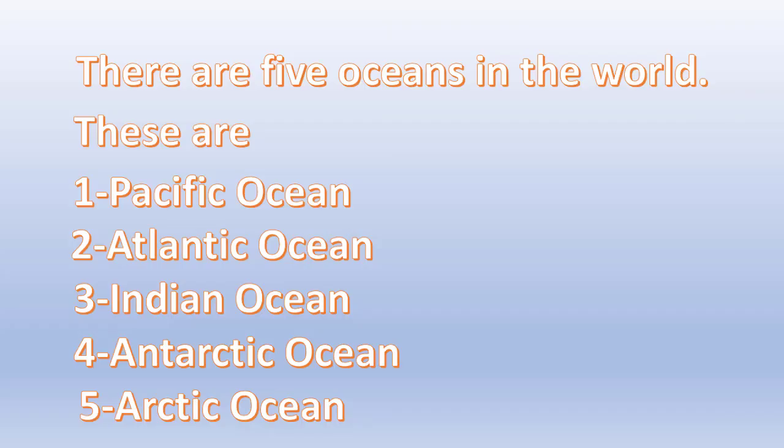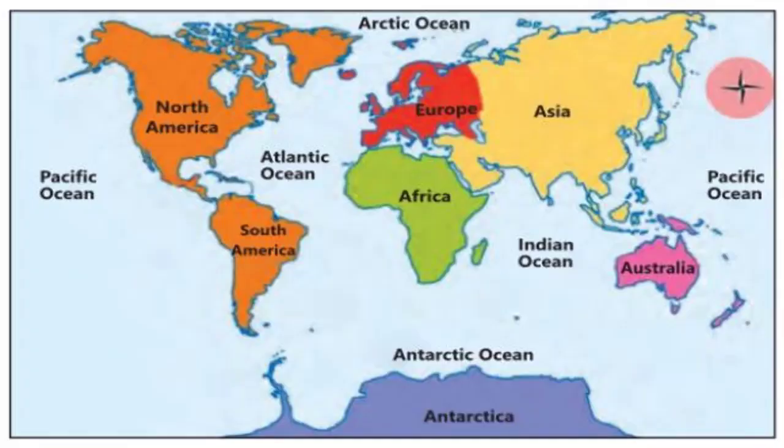Students, all of you know that there are 5 oceans in the world. These are Pacific Ocean, Atlantic Ocean, Indian Ocean, Antarctic Ocean, and Arctic Ocean. Pacific is the largest and Arctic is the smallest ocean. You can see the exact location of the oceans on the surface of the earth in this picture.